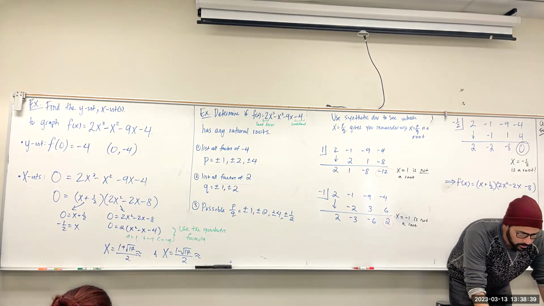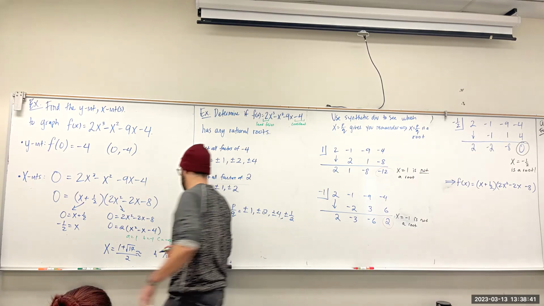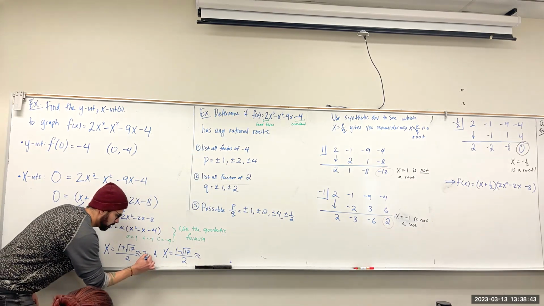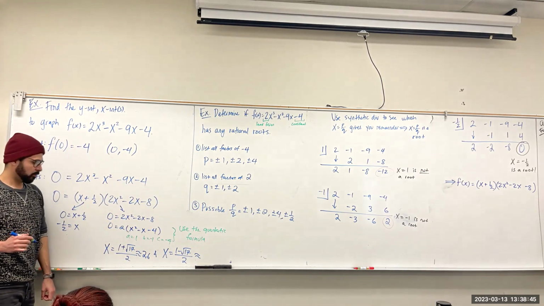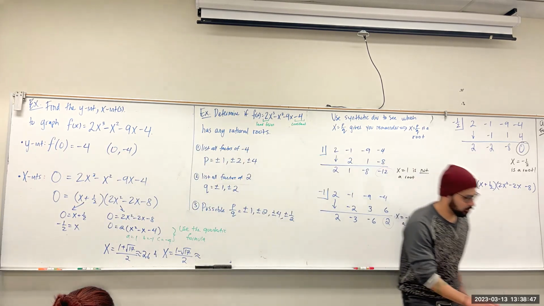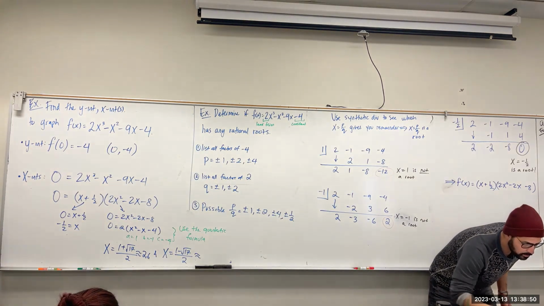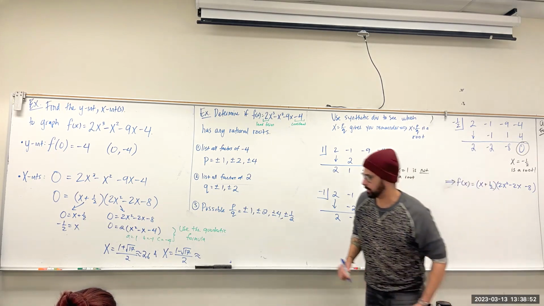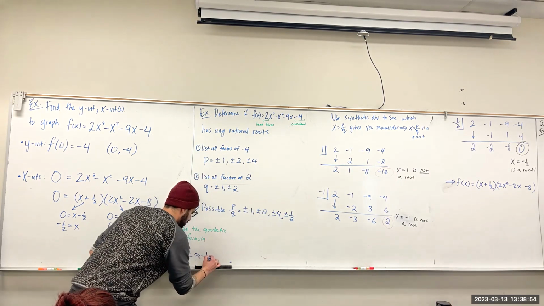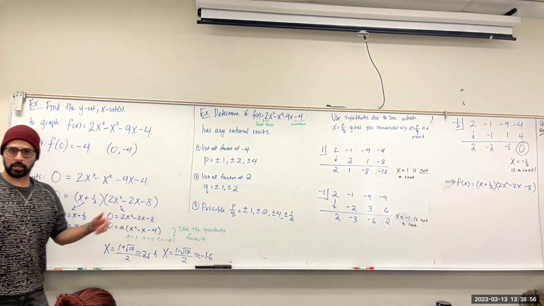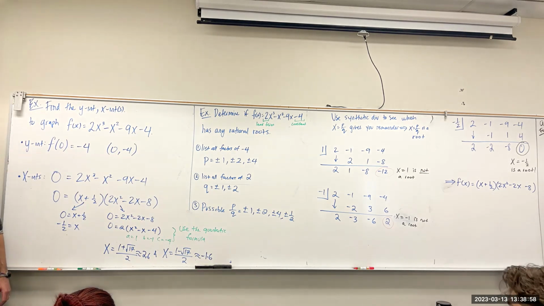Is it 2.6? No, it should be around 2.6. And if you do minus, it's negative 1.6. Close to negative 1.6, if you use the quadratic formula.